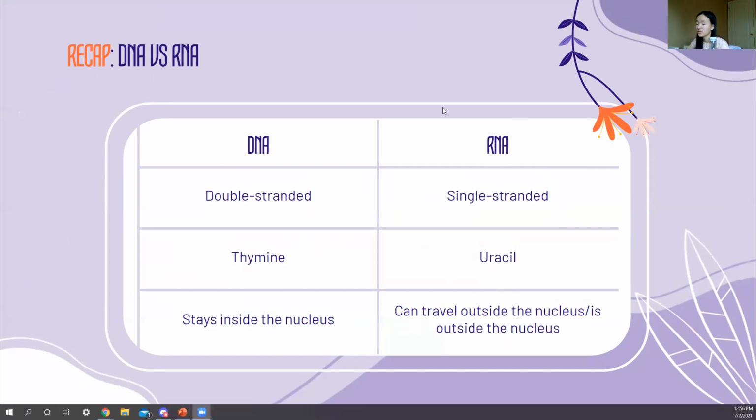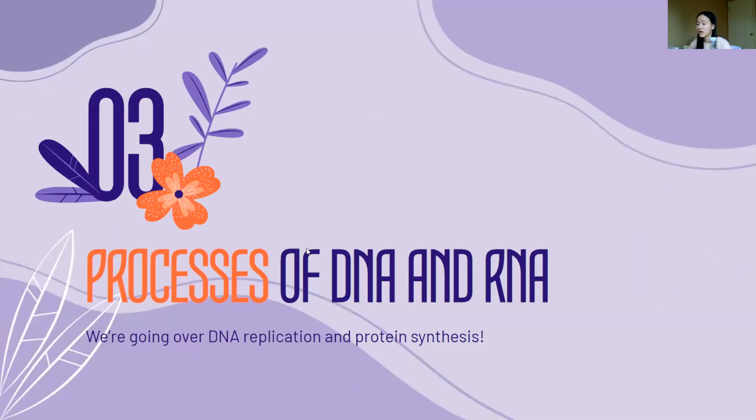Moving on. So third and last section, the processes of DNA and RNA. I'm going to be going over DNA replication and protein synthesis. Just as a disclaimer before I begin, this is going to be a very brief overview. I'll simply be going over the most basic steps within these two processes because it can get really, really complicated.